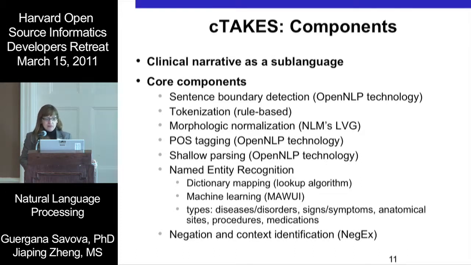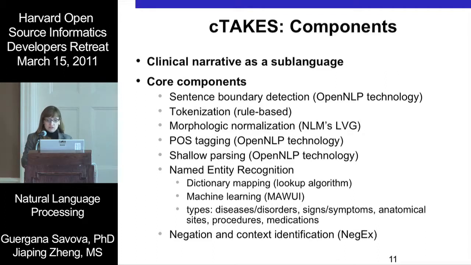So the core components, probably I'm going to bore you, but I want to acknowledge this. These are not very parallelizable components. Unfortunately, we cannot use Hadoop to farm out the different processes. We can, however, farm out at the document level.